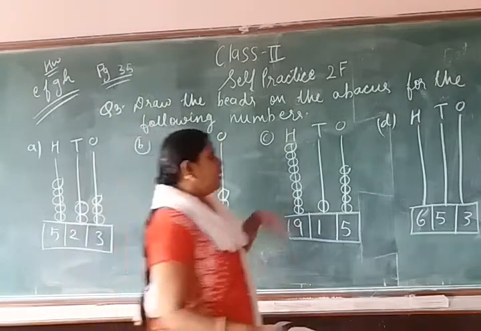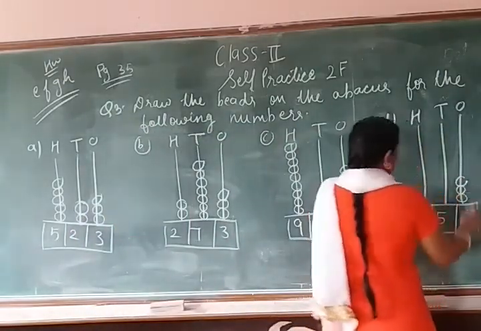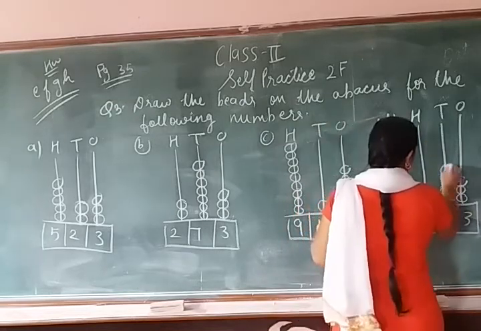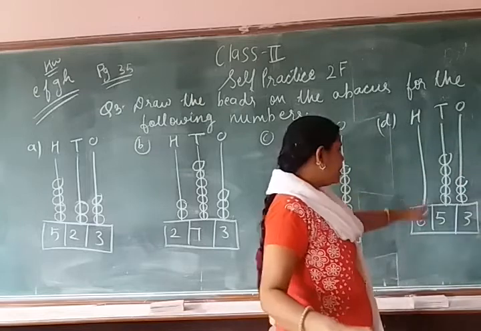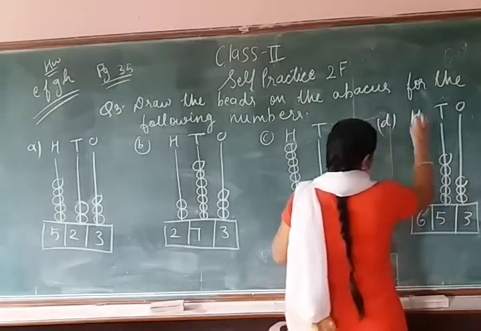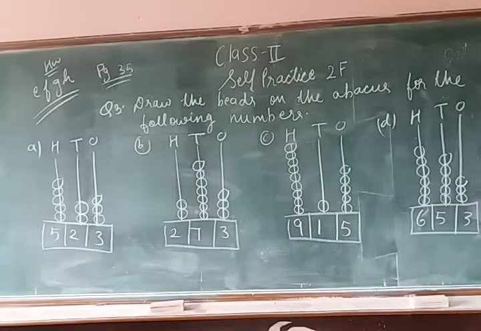Next, ones place digit 3. So 3, 1, 2, 3. Tens place digit 5. 1, 2, 3, 4, 5. 100 place digit 6. So 1, 2, 3, 4, 5, 6. In this way, you do rest of the questions also. E, F, G and H. Only what you have to do, number is given to us and we have to draw the beads on the abacus for the given numbers.